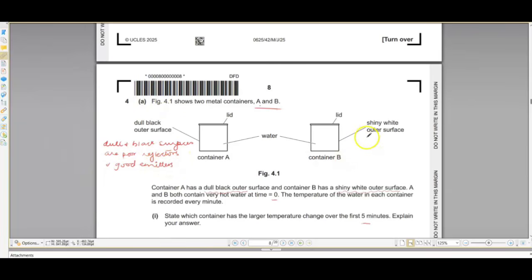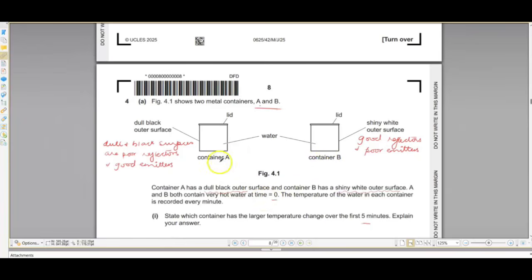Okay, and we know that shiny white surfaces are good reflectors and poor emitters. We know this from our knowledge. Now what is happening over here: both of these containers have very hot water, and they've asked which change we are going to observe after 5 minutes.